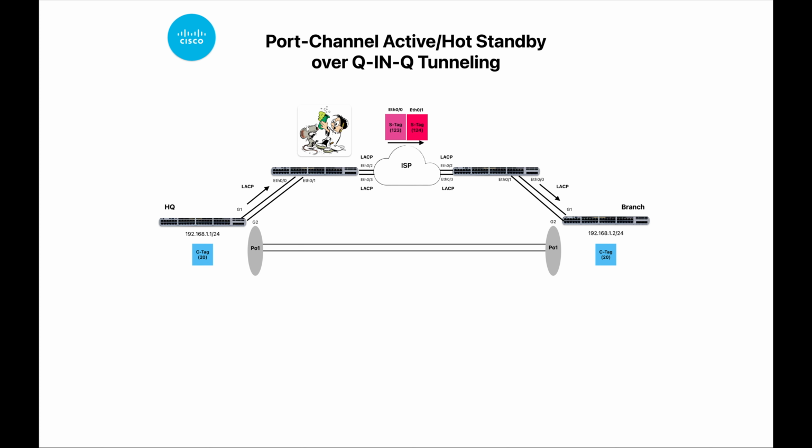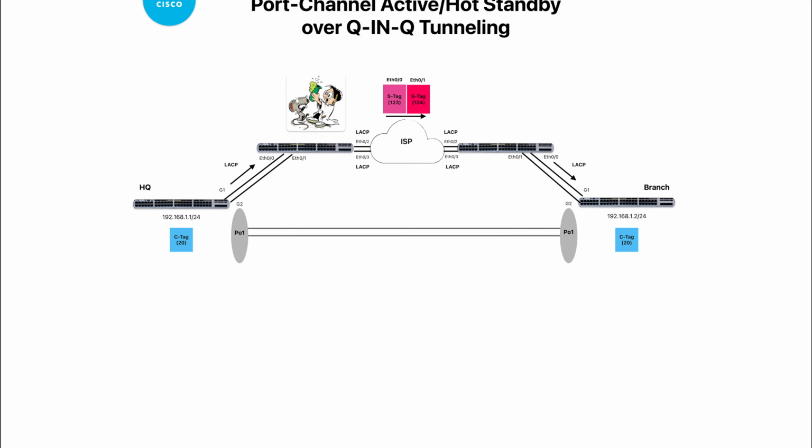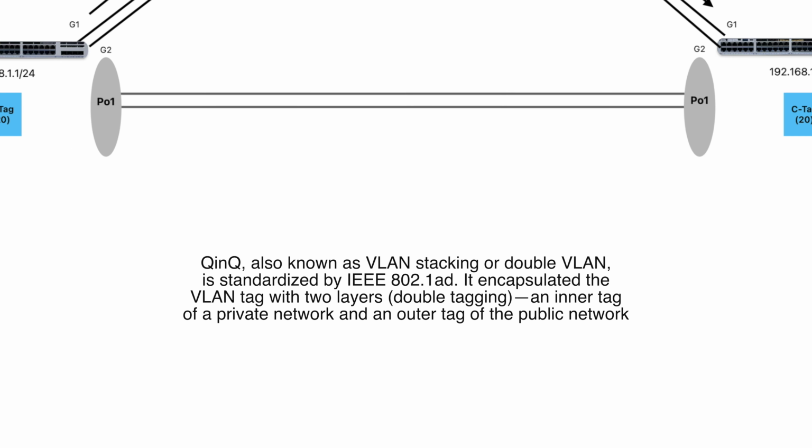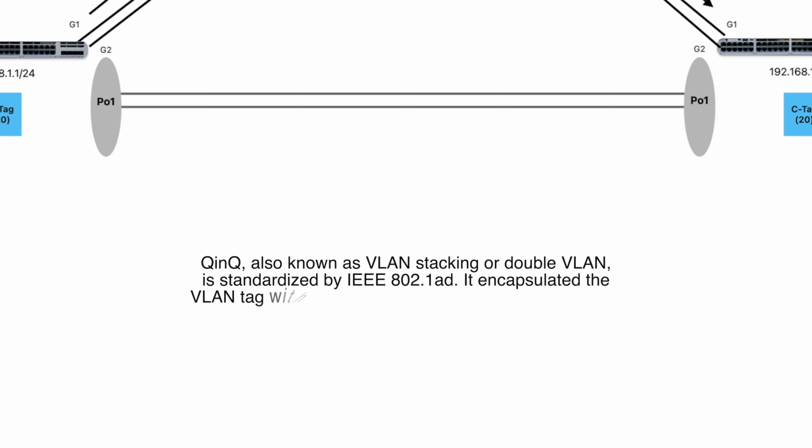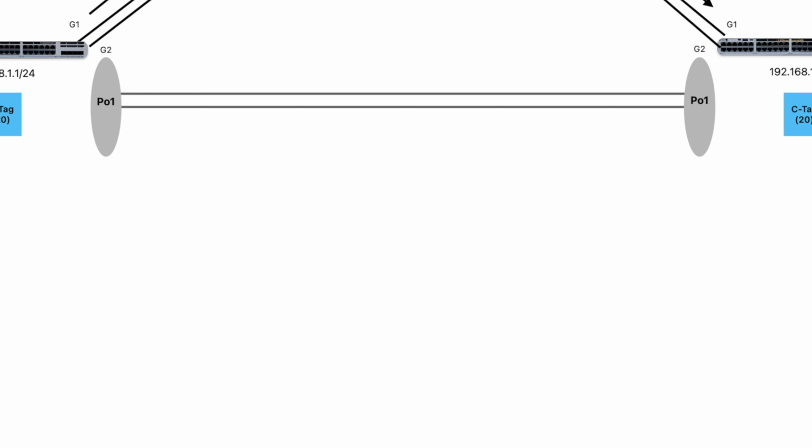Let's start with Q-in-Q. Q-in-Q, also known as VLAN tagging or double VLAN, is standardized by IEEE 802.1ad. It encapsulates the VLAN tag with two layers, double tagging: an inner tag of the private network and an outer tag of the public network. I'll be providing more details about the C tag and the S tag later on.